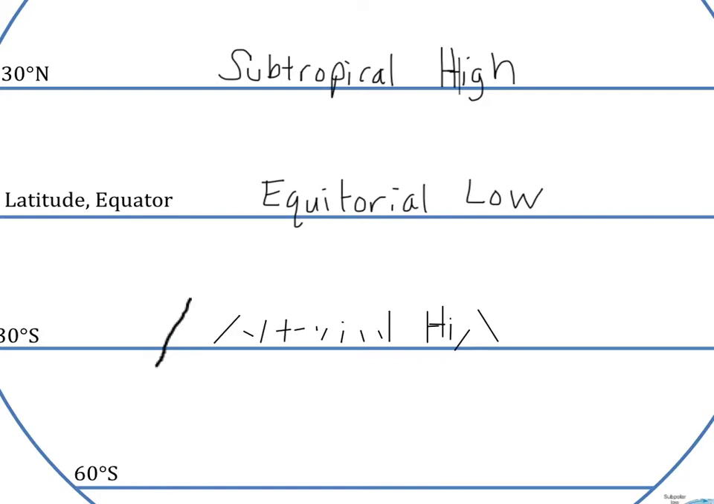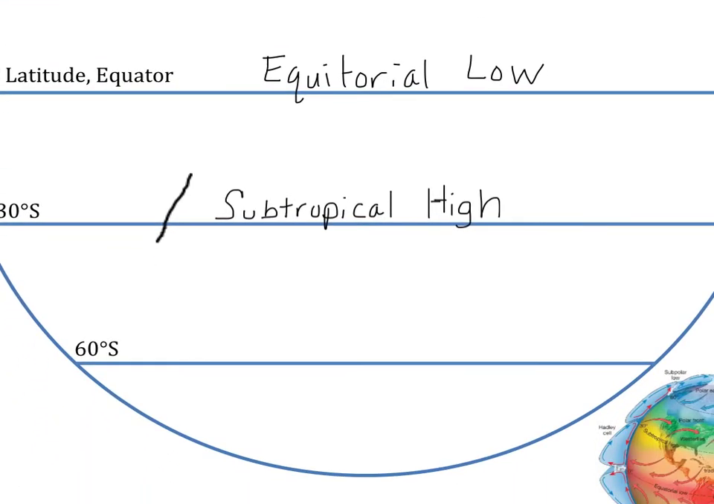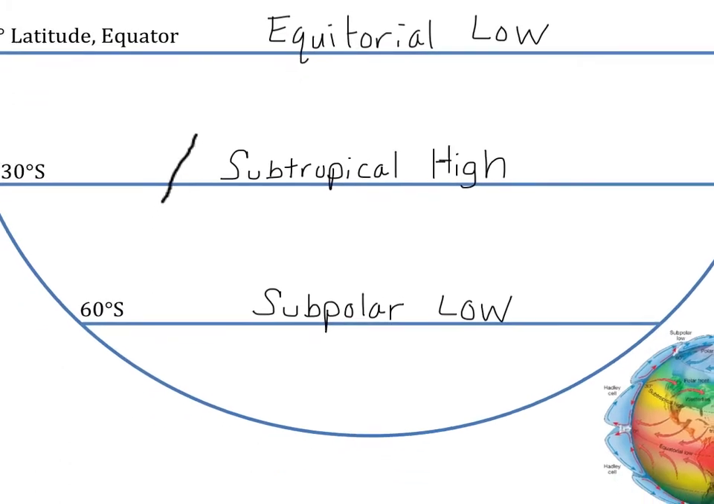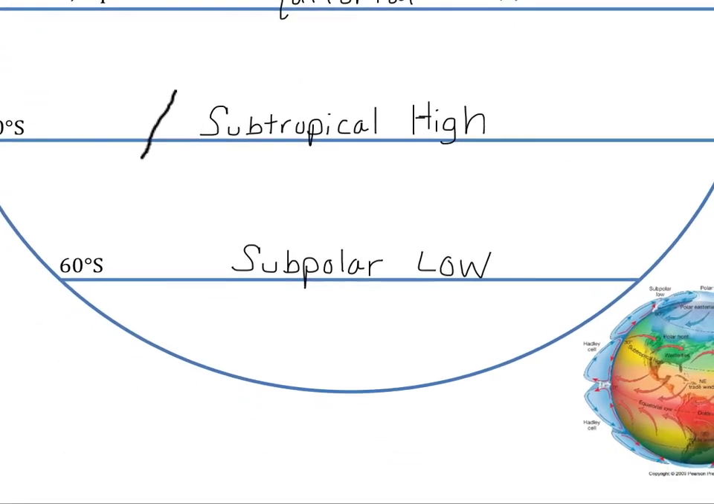Now, the pattern flip-flops every time. So whereas that was a subtropical high, then below that is the subpolar low, subpolar because it's just outside of the polar zone. And low because the one next to it was a high. And at the polar regions, we have a high. Again, because high, then low, then low, then high. So down here, polar high.